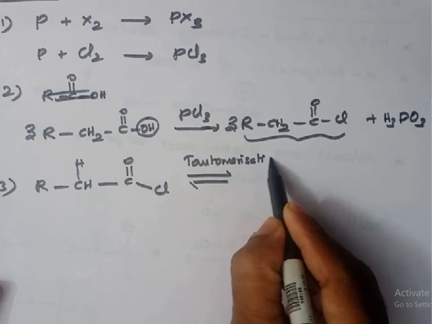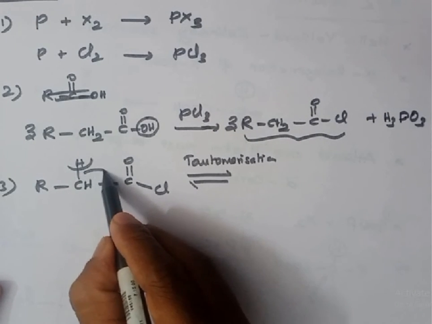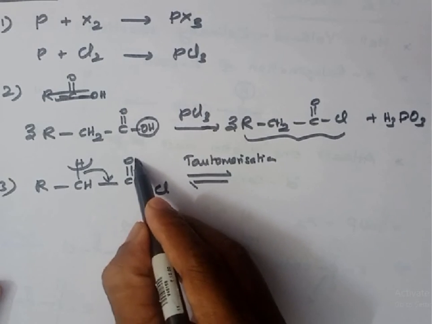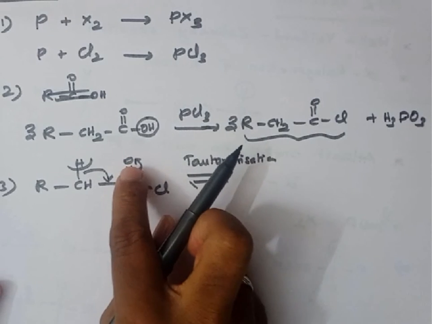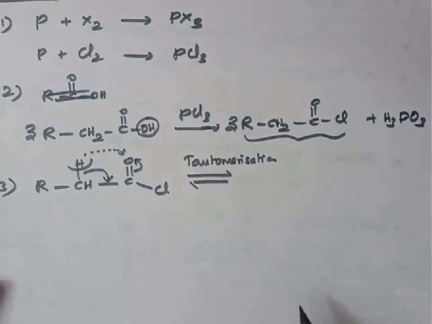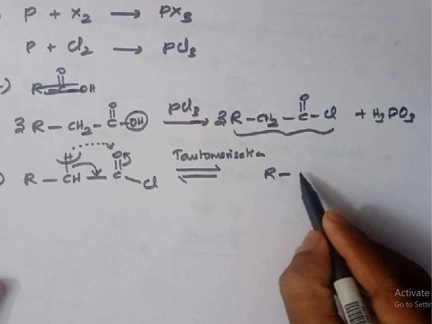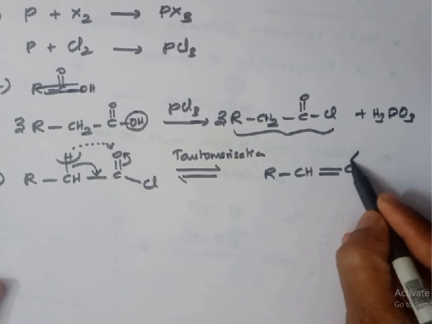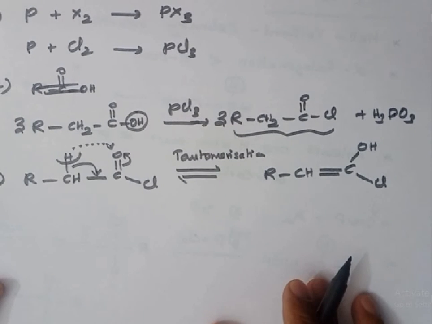Tautomerization takes place. How? This hydrogen comes out as H plus and this bond will migrate here, so you'll get a double bond, and this pi bond shifts to oxygen, so oxygen gets a minus charge. Then this H plus gets attached to that minus and forms OH. So you will get this compound, RCH double bond C(OH)Cl. You'll get this.